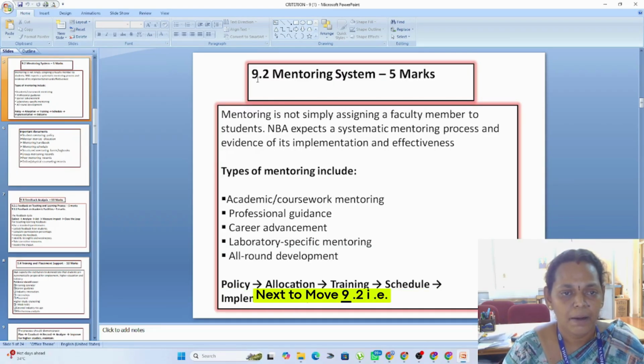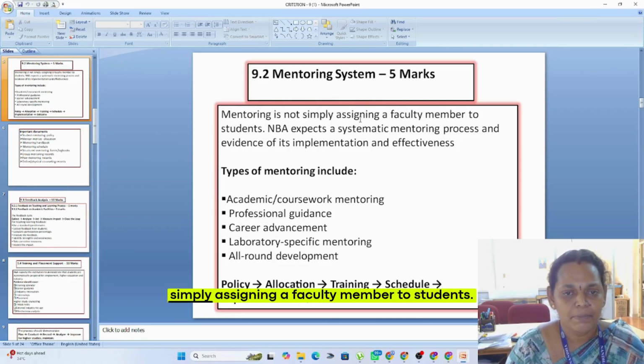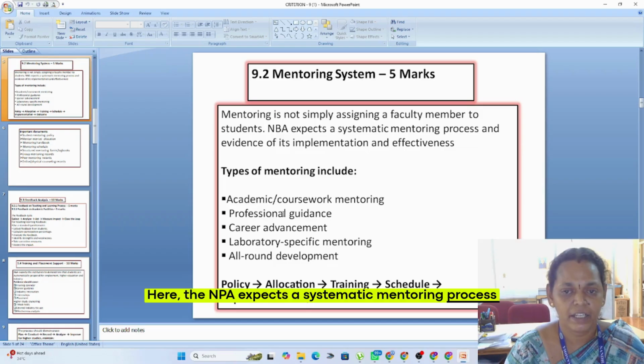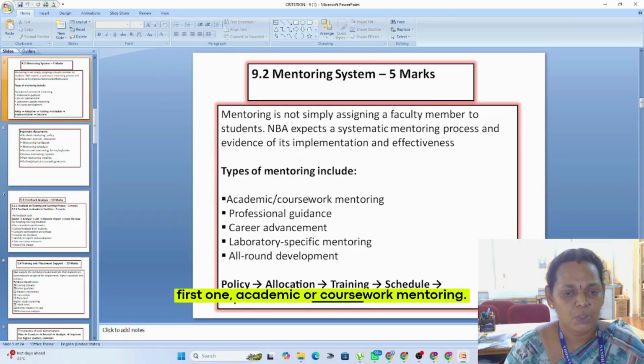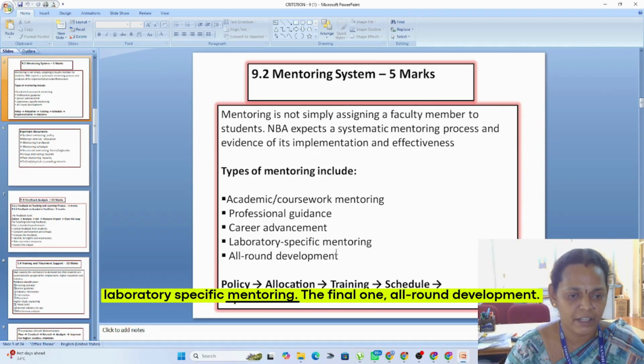Next, let us move to 9.2, that is mentoring system under 5 marks. So mentoring system is not simply assigning a faculty member to students. Here, NBA expects a systematic mentoring process and evidence of its implementation and effectiveness. Types of mentoring include, first one, academic or coursework mentoring. Next, professional guidance, career advancement, laboratory specific mentoring. The final one, all-round development.